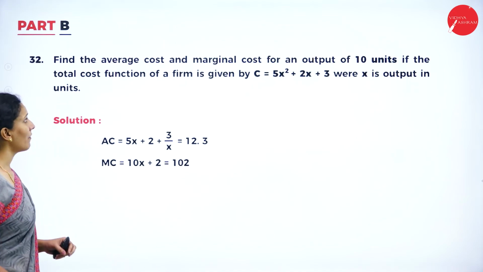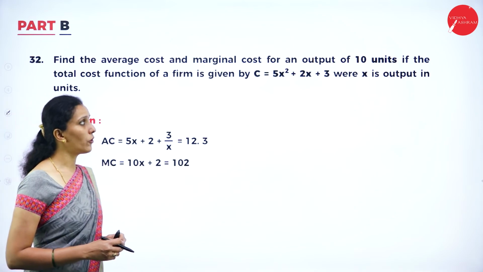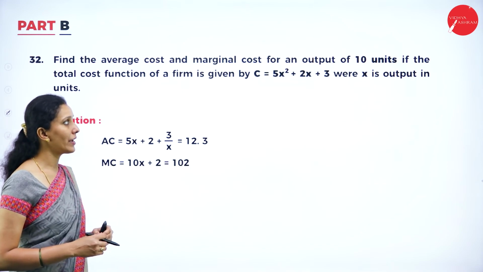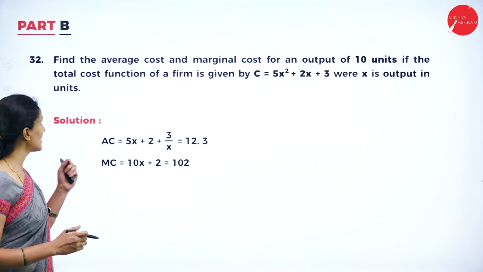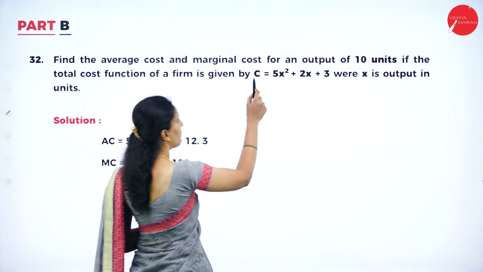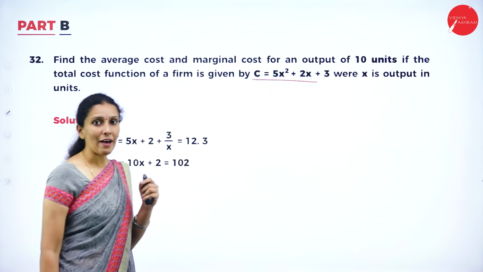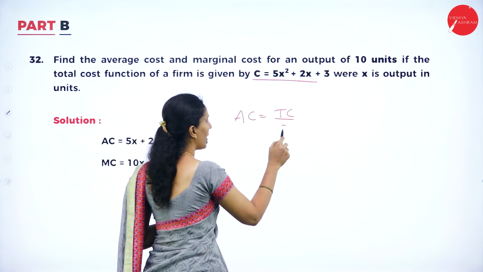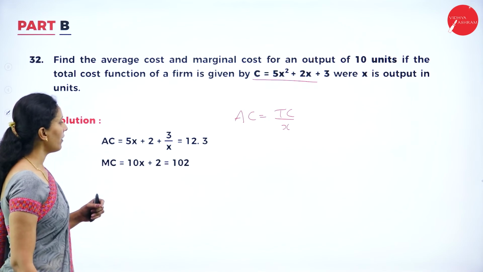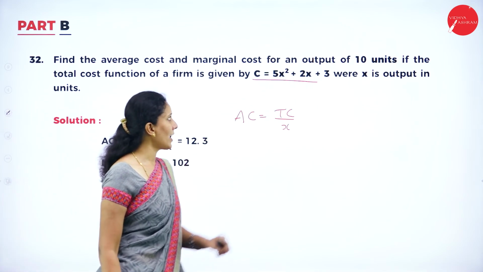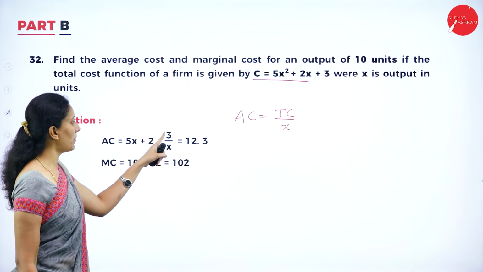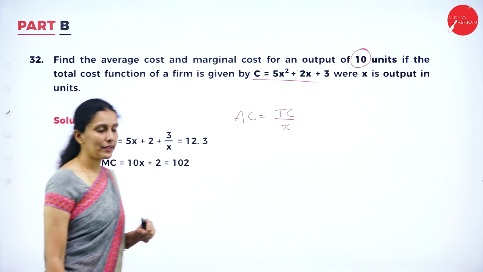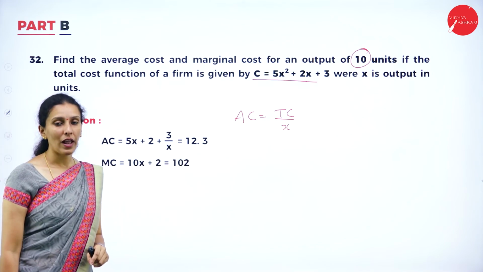Next, find the average cost and marginal cost of an output of 10 units if the total cost function of a firm is given by C is equal to 5x square plus 2x plus 3, where x is output in units. So the total cost function is given. To find the average cost, it is always total cost divided by x. So therefore, if you divide this equation by x, then it is 5x plus 2 plus 3 by x. Put x is equal to 10 here. On solving this, we will get the value as 12.3.